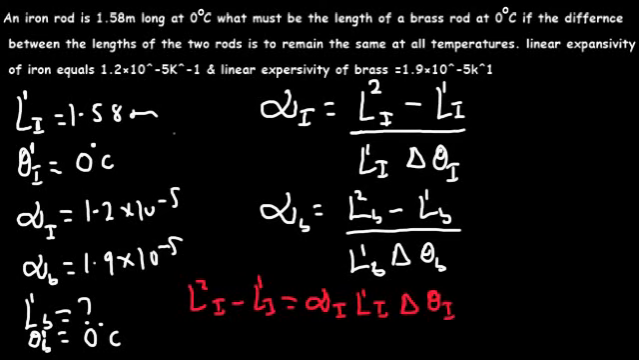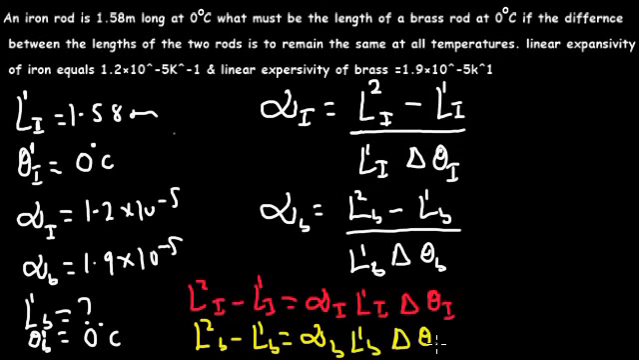Perfect. Similarly, L2 of brass minus L1 of brass will be equal to alpha of brass multiplied by L1 of brass multiplied by change in temperature of brass.